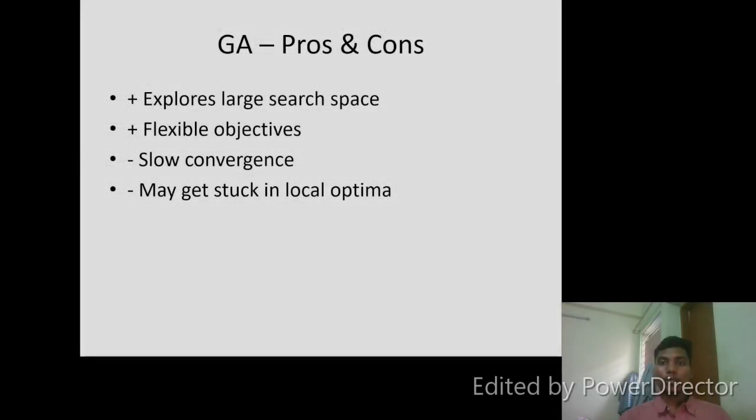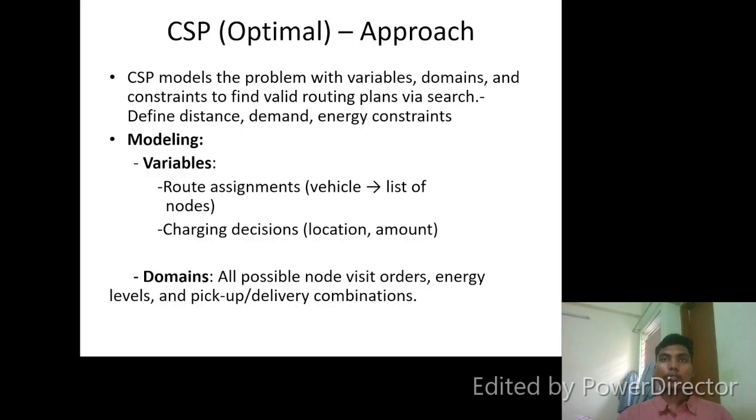Thank you, Tohin. Our third approach is constraint programming, or CSP. Unlike heuristics or metaheuristics, CSP aims to find a provably optimal or near optimal solution by modeling the problem mathematically. It involves defining variables, their possible values, domains, and the rules they must satisfy. The solver then systematically searches for a valid routing plan that meets all constraints.